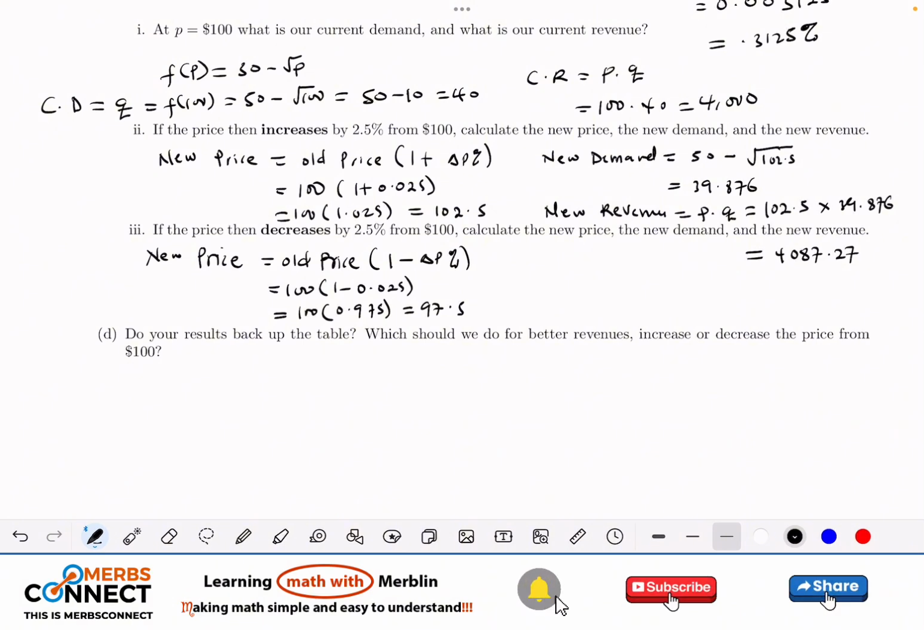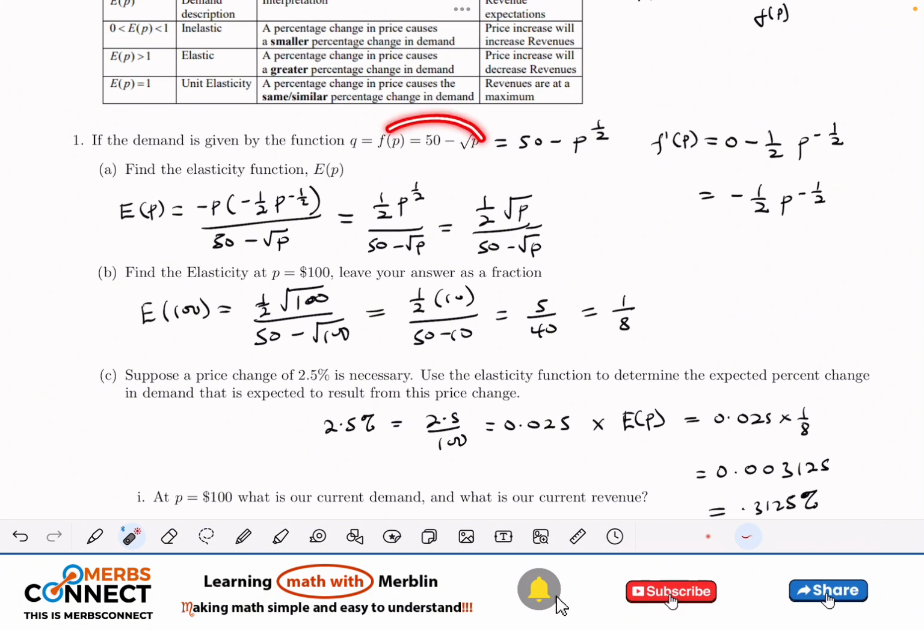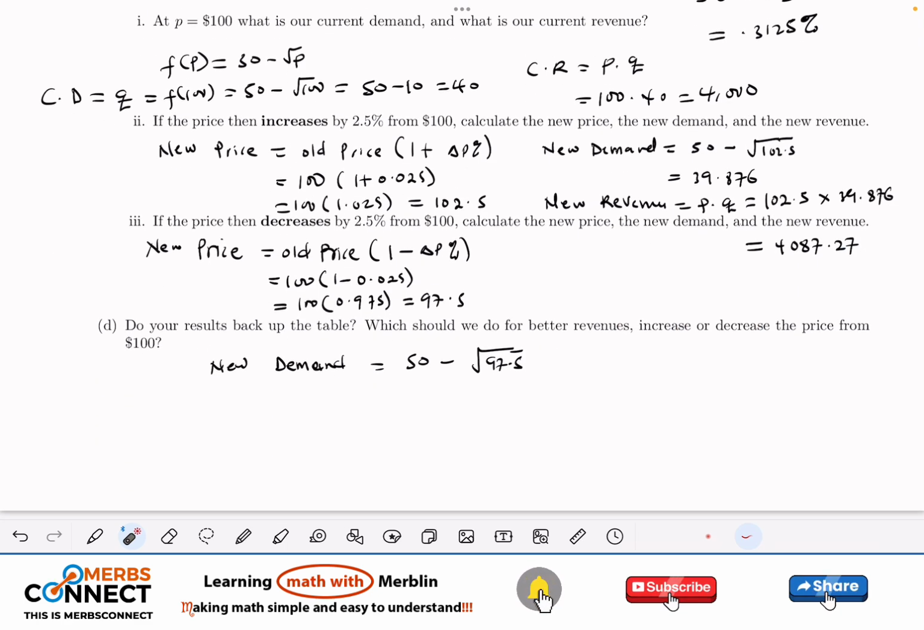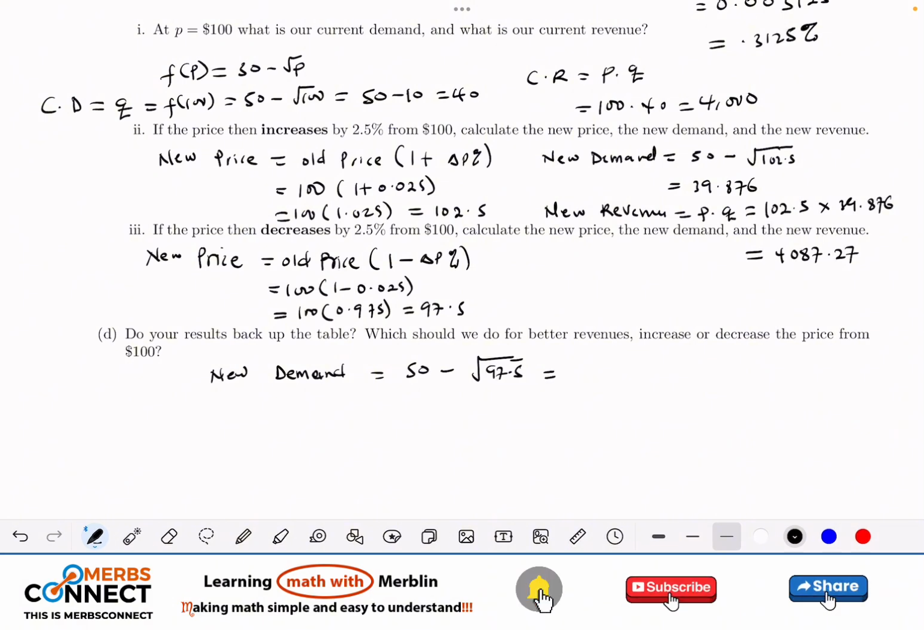So what I need now is new demand. So the same thing, I use the demand function, but I just plug in price is equal to 97.5. So I'm using my demand function here, 50 minus root of p, but p is the new price that we are talking about. So on the calculator, we are going to have something like 40.125. So you can recheck it for me and see if it is right.